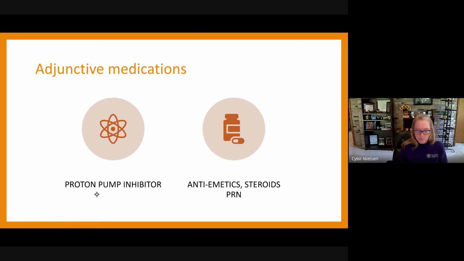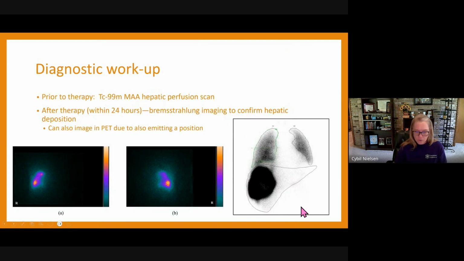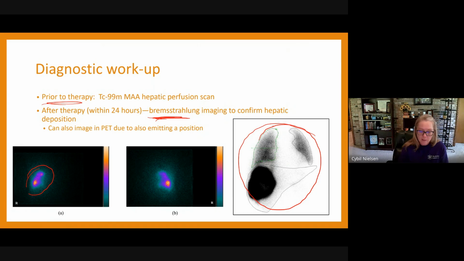All right, proton pump inhibitor, that's like an acid reducer. And then antiemetics, steroids as needed can also be given. So this is the diagnostic workup. So before therapy, the Tech MAA injection, we're going to do a lung shunt fraction. After therapy, now this is bremsstrahlung. So with this bremsstrahlung, we can confirm that we do have liver uptake. Do you guys do that imaging afterwards, or do you do it in PET?